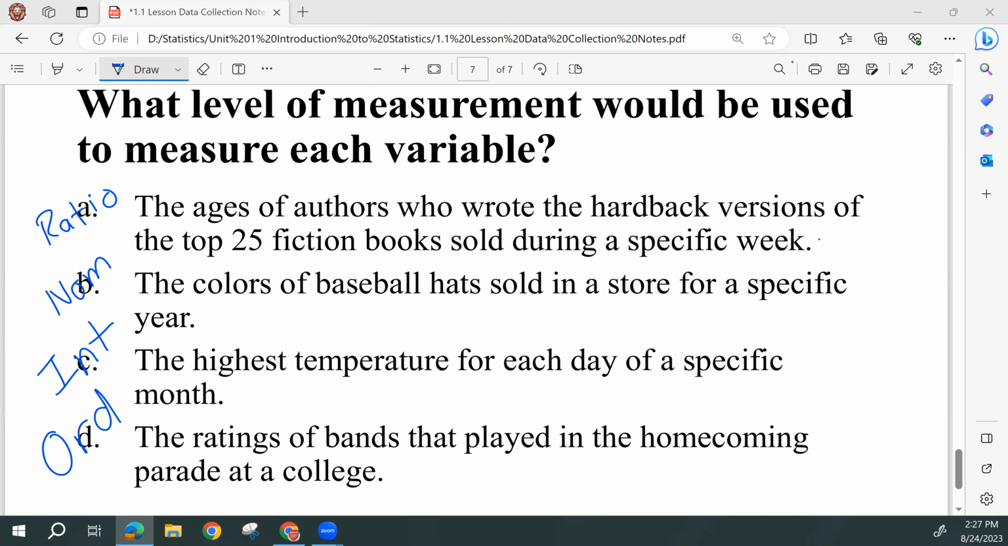So here are the answers on the left here. The first one's ratio. Second one is nominal. Then interval and ordinal. So the first one's ratio. We do have a true 0 of your age. Your age can be 0, pre-birth, not born. Colors we can put into groups, but there is no ranking. You might have a favorite color, but there really is no specific ranking.